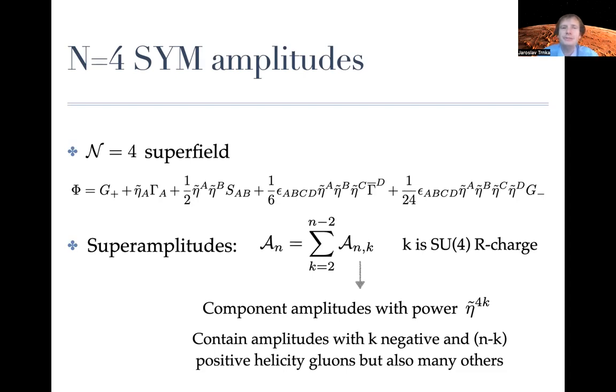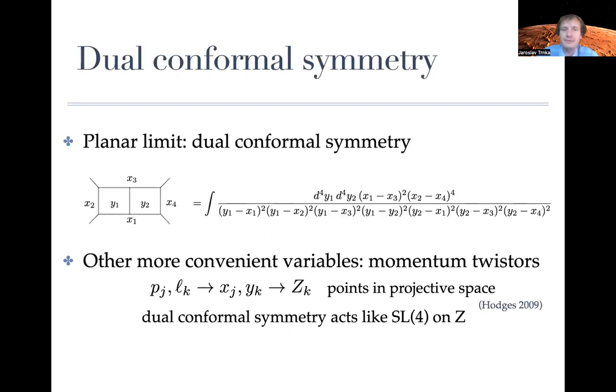And then the superamplitudes in this theory break down into different helicity sectors, based on the SU(4) R-charge. You can just think about it in the gluonic sector. This corresponds to different numbers of positive and negative helicity gluons. So the amplitude can be rewritten into sectors, where at each level the gluonic amplitudes have a certain number of positive and a certain number of negative helicity gluons. That's one thing which we will use.